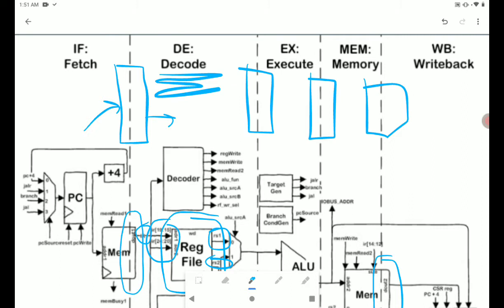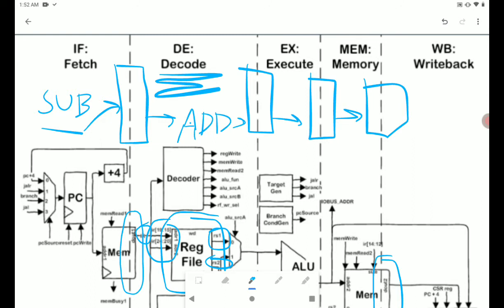Otherwise, you're going to be using wrong values. Let's say this is an add, and this is a subtract, with different register values that you're reading and writing to. You don't want to be using this subtract instruction's registers in this stage. So everything has to be stored in these registers. That's the whole point. And the information is going to get passed through those registers in the pipeline.